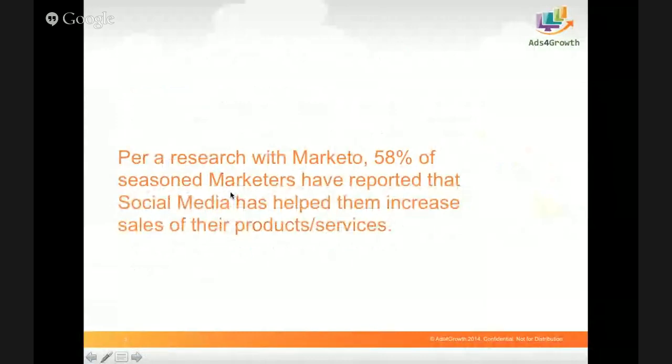Cool. So before we start, just to set the tone, there was research with Marketo, a very large marketing automation company. They spoke to a lot of people who are using social media marketing, and they figured out that among all the seasoned marketers, marketers with more than 3 years of marketing time, 58% of them said that social media has actually helped them increase sales of their products or services.